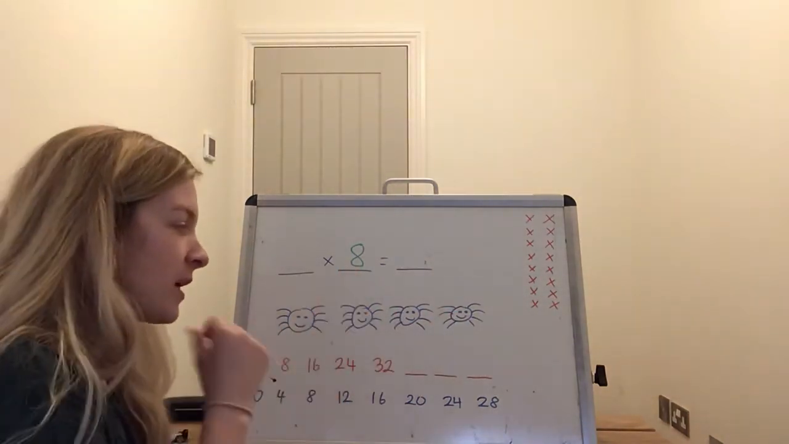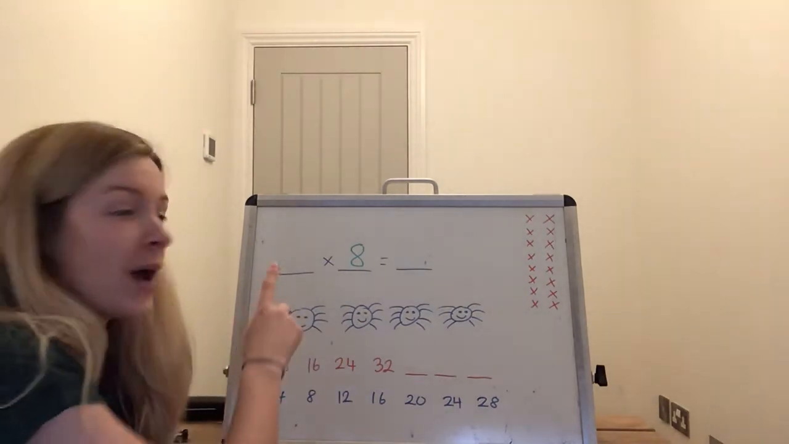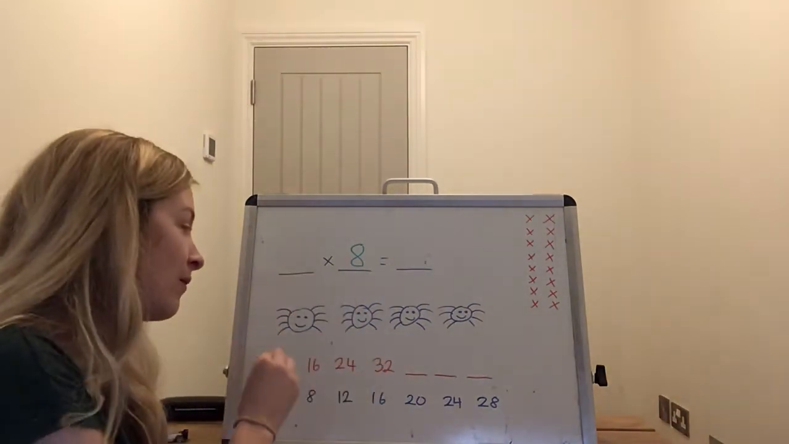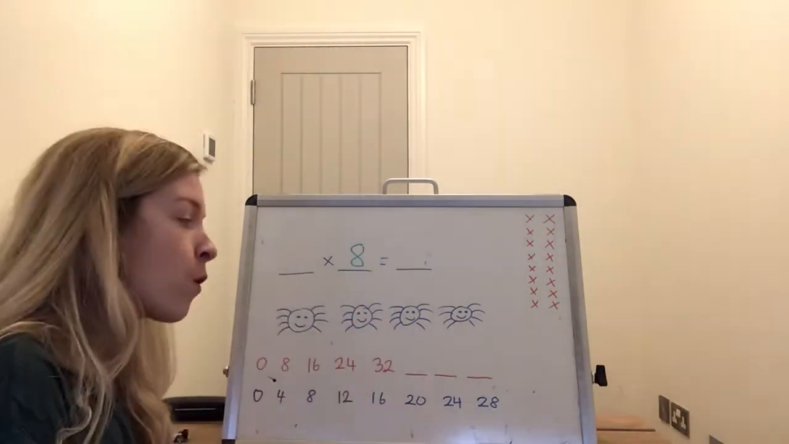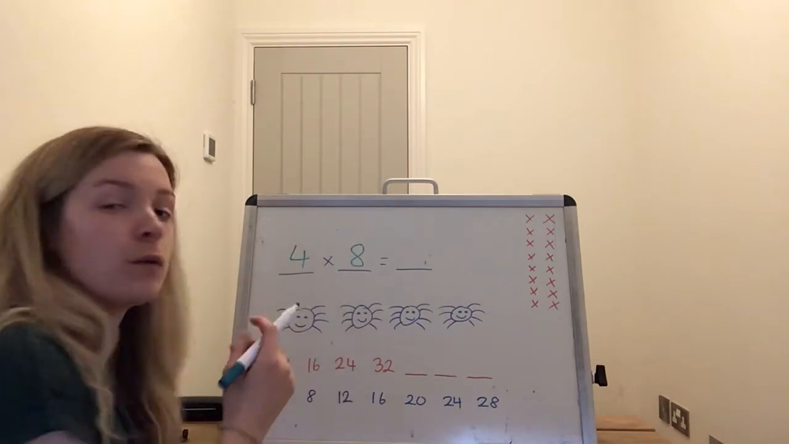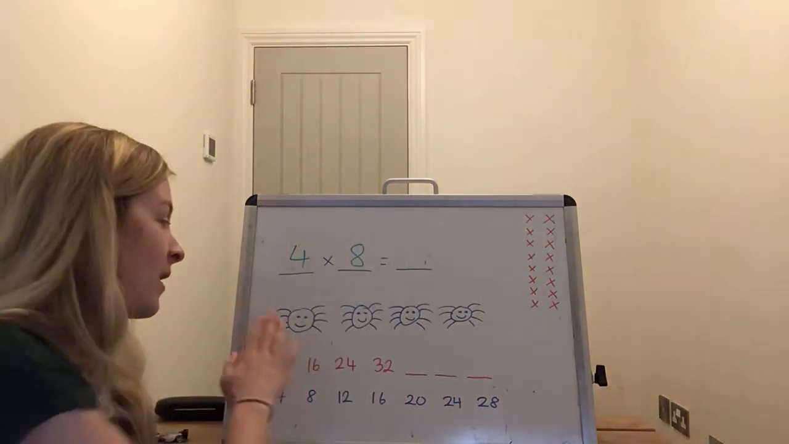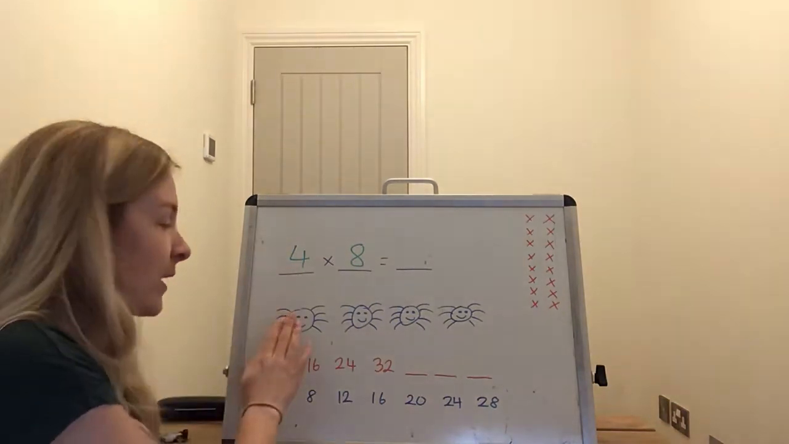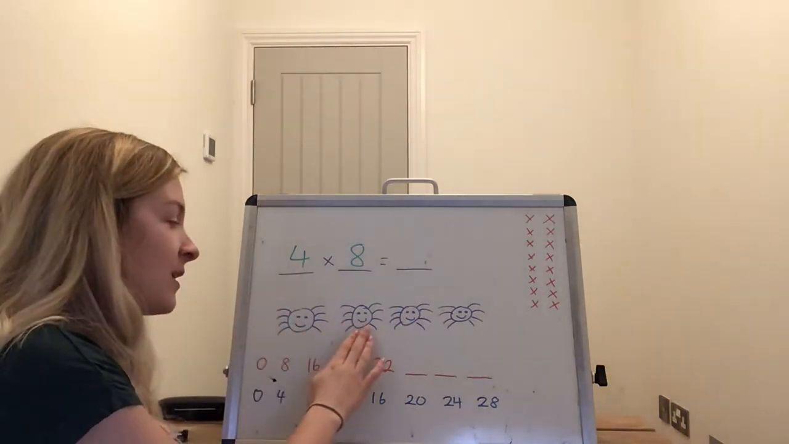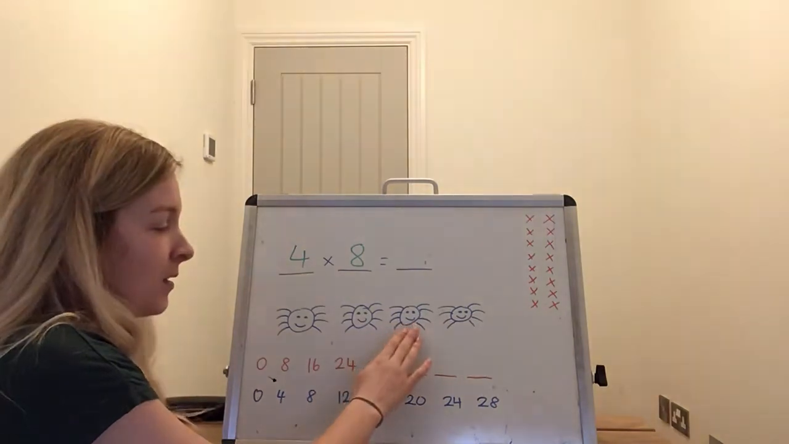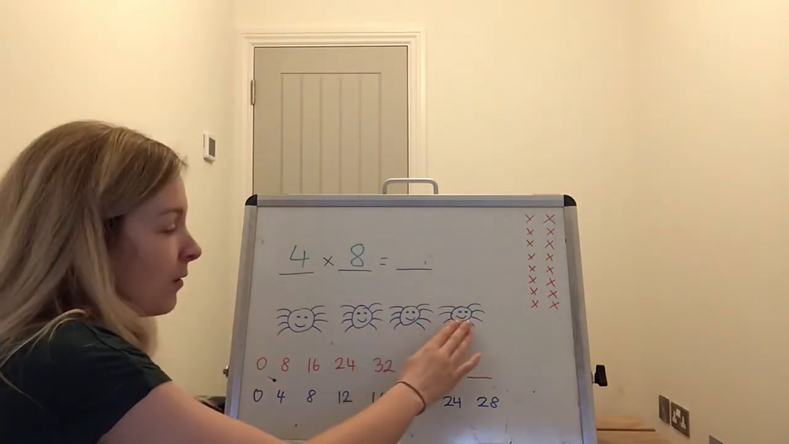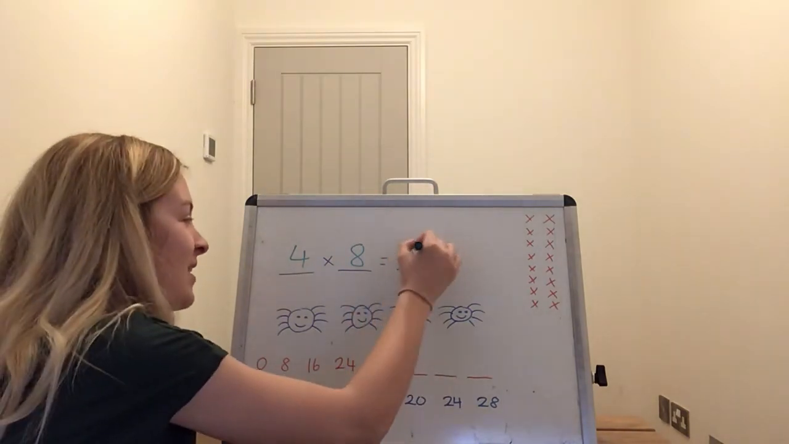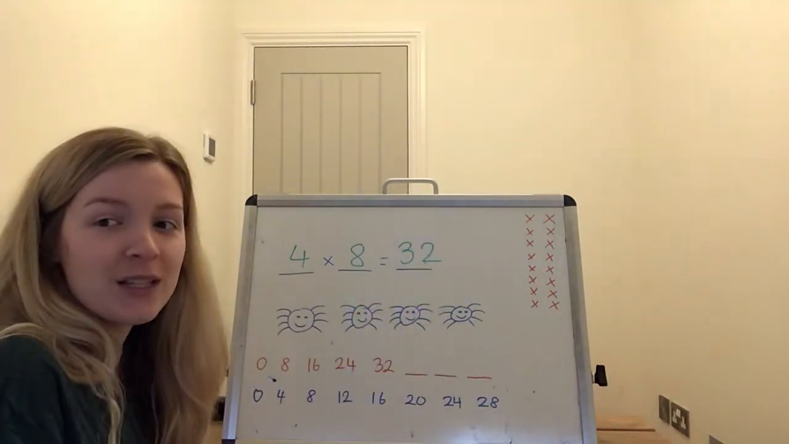So we're still working with our 8 times tables. But how many lots of 8 do we have? How many groups of 8 do we have? We have 4 groups of 8. 4 lots of 8, or 4 times 8. What is it going to be? Count with me. 8, 16, 24, 32. Well done. 8 times 4 is 32.